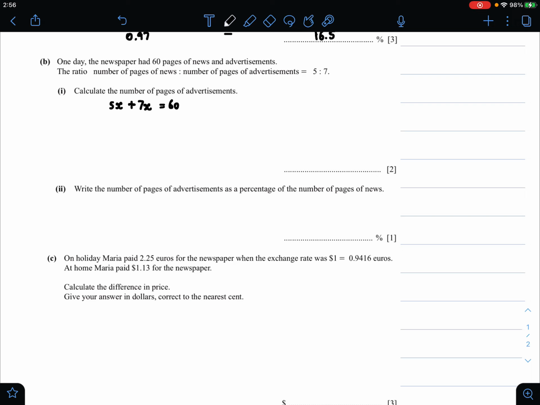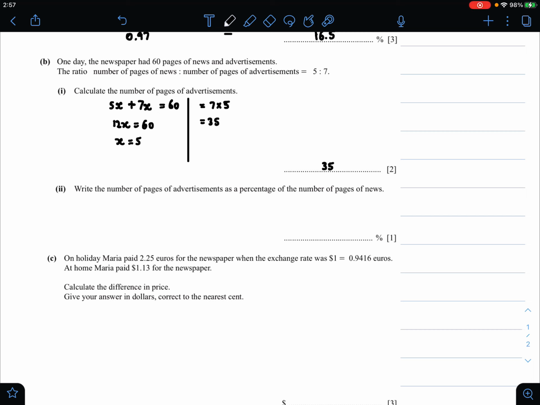So let's do that. 5 plus 7 is equal to 12, so 12x is equal to 60, therefore x is equal to 5. So now we know the value of x, which is the constant. Now all we need to do is multiply it with the ratio of the number of pages of advertisement, and then we'll get the total number of pages of advertisement. So 7 multiplied by 5 is equal to 35. Therefore 35 will be our final answer for B part 1.